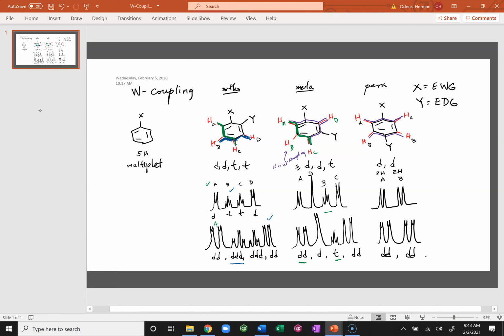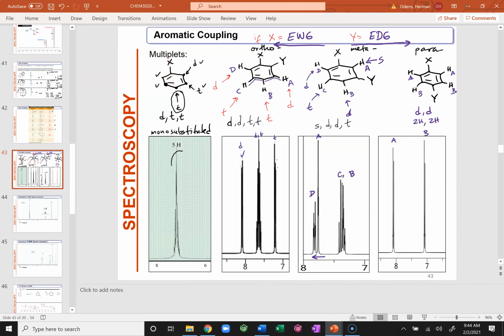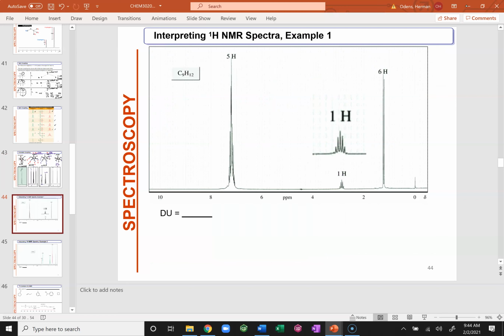Why is this important? It's important because, especially for groups like the meta, it helps you pinpoint with precision, especially if you have an unknown, where the X and the Y groups will go. All right. So I wanted to show you that, and that's a blown up version of the explanation here for aromatic coupling. Anybody have a quick question? No? Okay. So let's do the next slide.